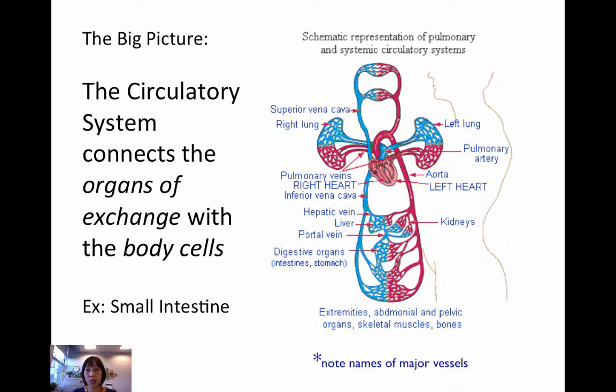So that term, organs of exchange, is one we're going to be focusing on today and in the next couple of days as well. An organ of exchange is a place where the fluids, the gases, the nutrients, the waste enter or exit the circulatory system. So we're going to focus our first organ of exchange on the small intestine.